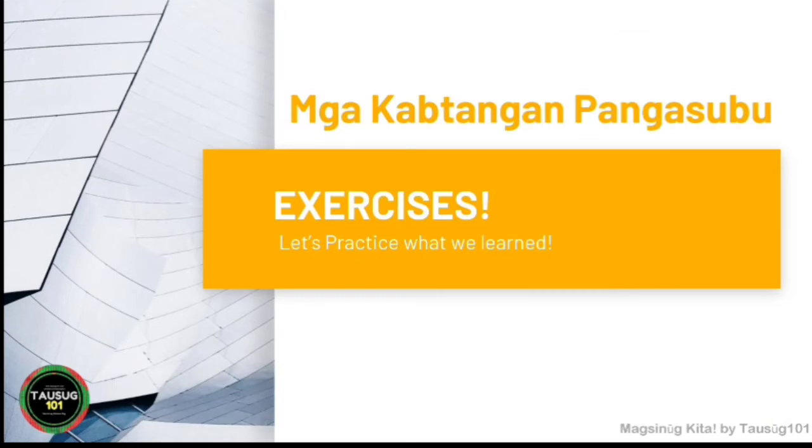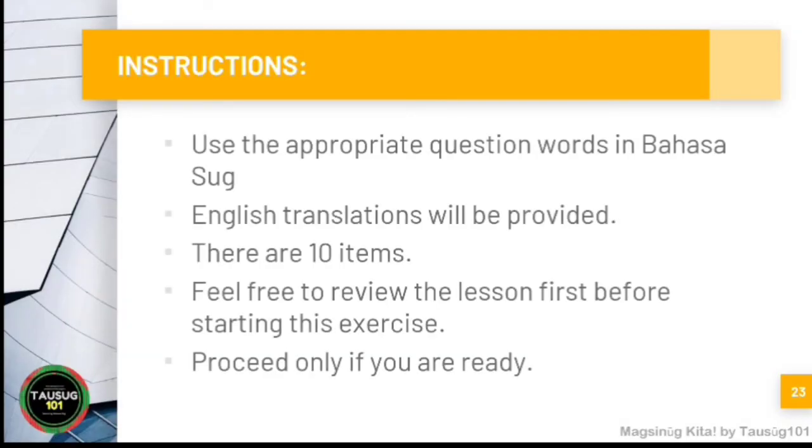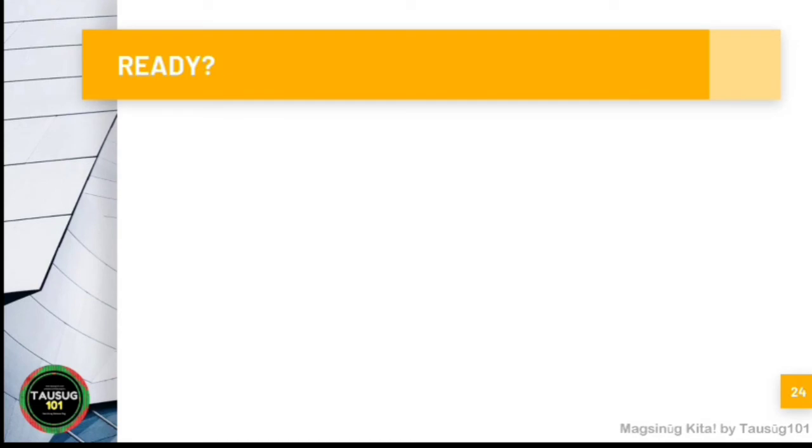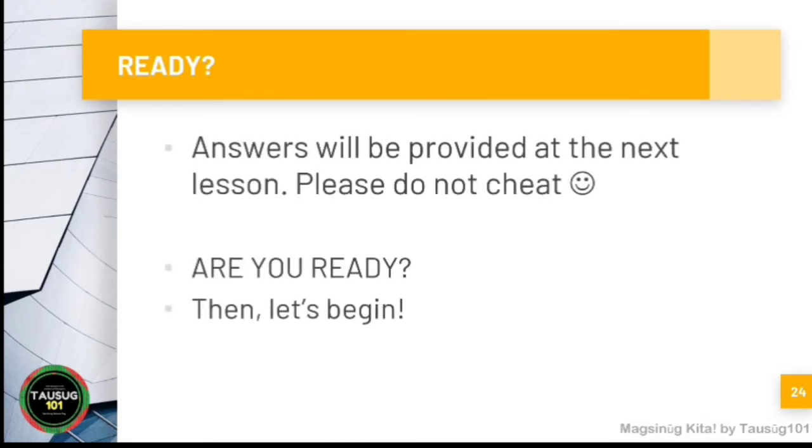Now let's have an exercise to test your knowledge. Let's practice what we learned. Instructions for this exercise: use the appropriate question words in Bahasa Sūg. English translations will be provided and there will be 10 items. Feel free to review the lesson first before starting this exercise. Proceed only if you are ready. Answers will be provided at the next lesson, so please do not cheat. Are you ready? If yes, then let's begin.